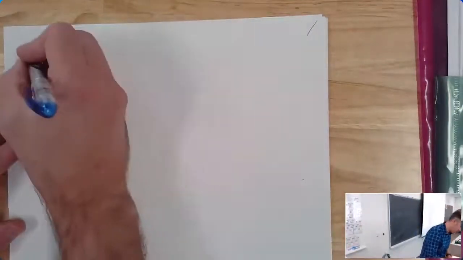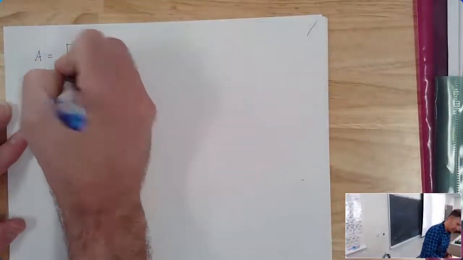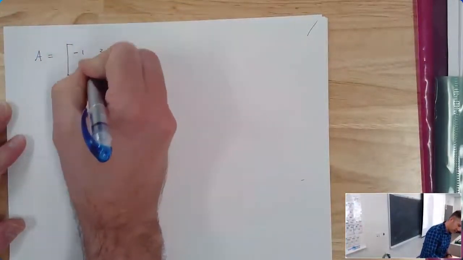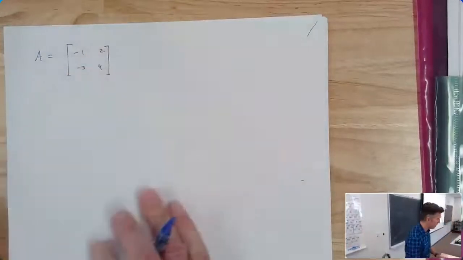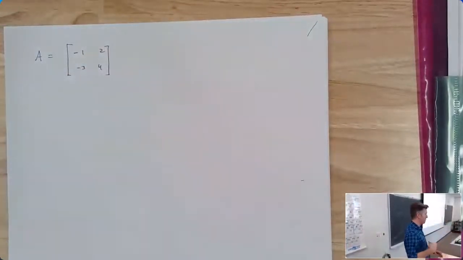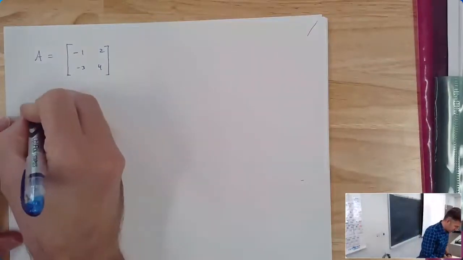So let's look at an example like this. The matrix A is -1, 2, -3, 4. It's pretty standard to read a matrix row by row, so from left to right on the top, and then you go down to the next. And let's find the eigenvalues.